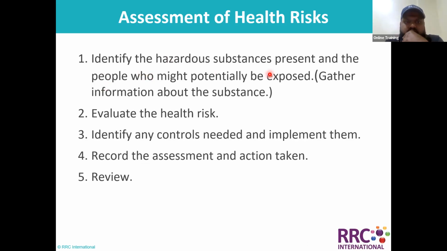We will be identifying the hazardous substances present and the people who might potentially be exposed. For that purpose, we will be gathering information about the substance. We will be evaluating the health risk. We will be identifying any control measures if needed, and then implementing them. After that, we will record the assessment and action taken, which we call significant findings. And then finally, the review. We'll be reviewing the whole risk assessment.